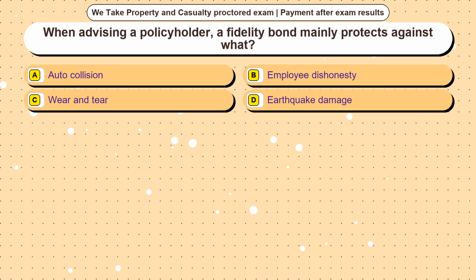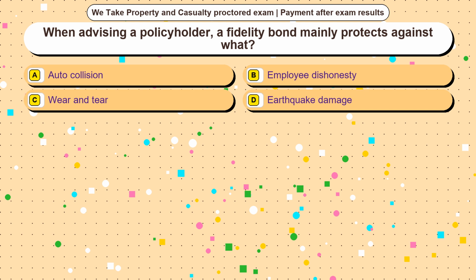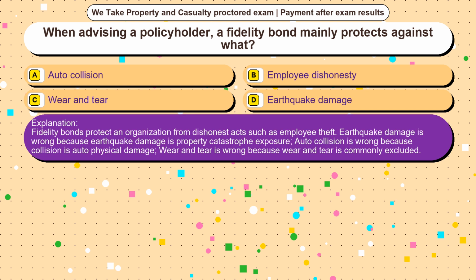Question 11. When advising a policyholder, a fidelity bond mainly protects against what? Option A, auto collision. Option B, employee dishonesty. Option C, wear and tear. Option D, earthquake damage. The correct answer is option. Fidelity bonds protect an organization from dishonest acts such as employee theft.